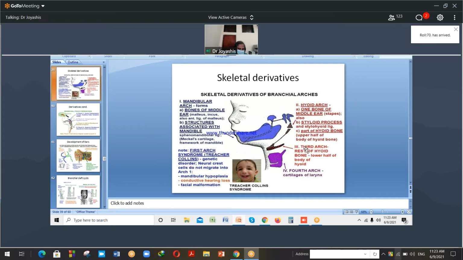The 4th and 6th arches will fuse to form the laryngeal cartilages. The 4th and 6th pharyngeal arches fuse to form the laryngeal cartilages, and the 5th cartilage does not appear to have any contribution to the adult anatomy.